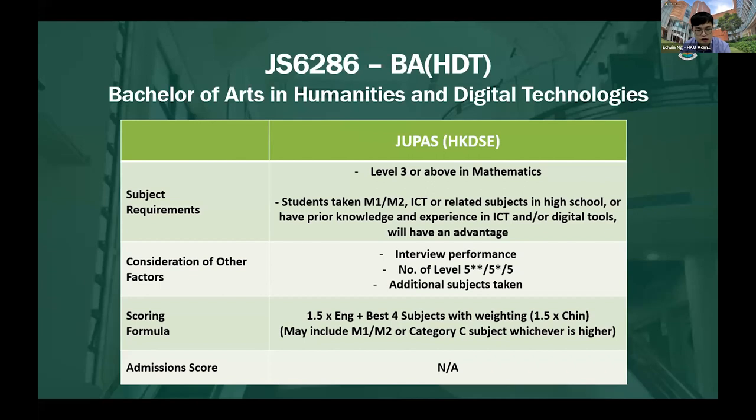As you can see from here, the admission score is NA because it's a new program and we do not have previous statistics for you. But if you are a JUPAS student, you can pay attention to our website and social media updates, because we'll be releasing a score called the expected score in around May to June to give you a reference of what kind of score you need to reach in order to get considered by this program. So stay tuned to our website.